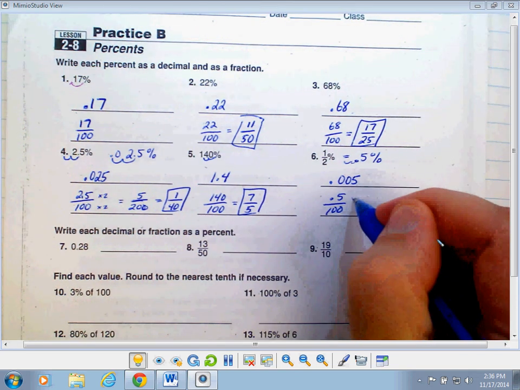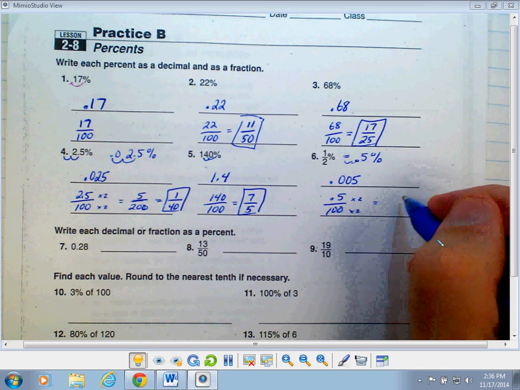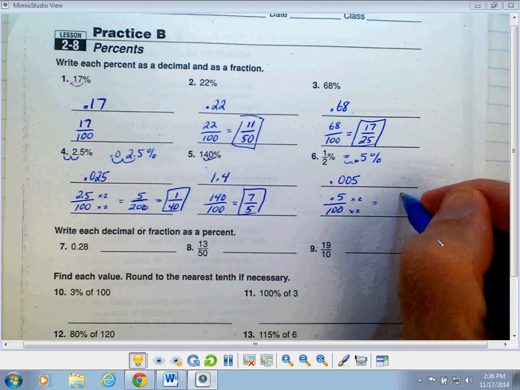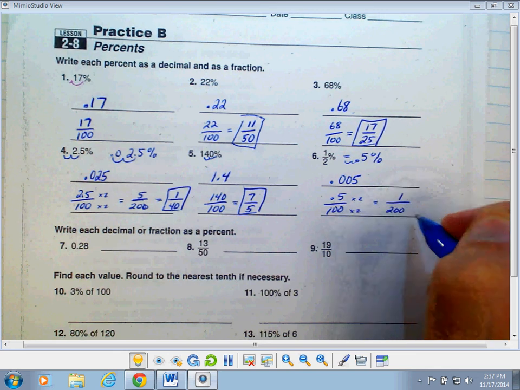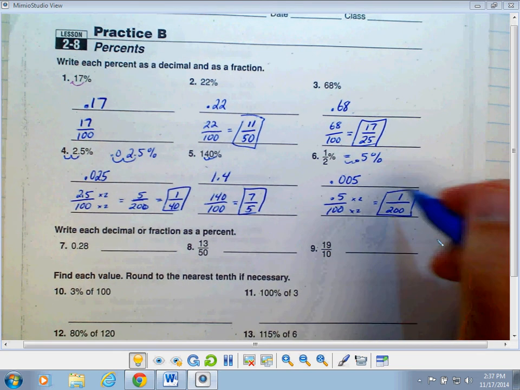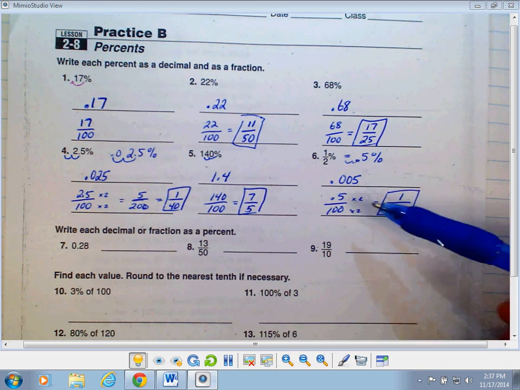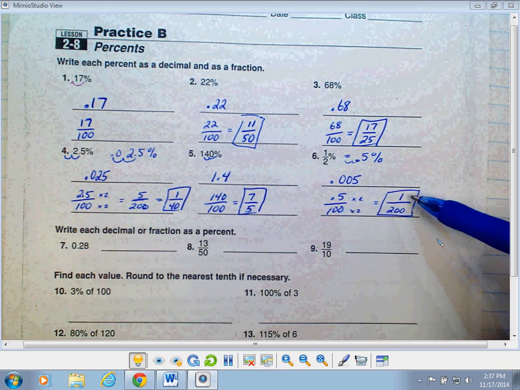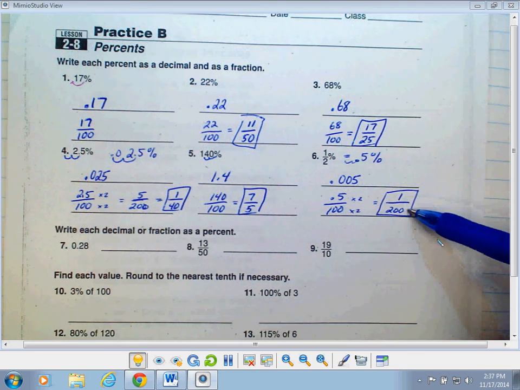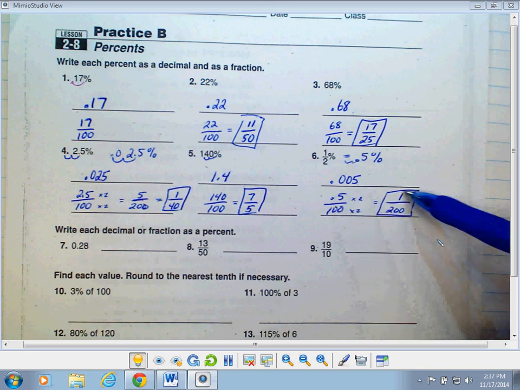I'm just going to multiply it by 2 on the top and bottom, and what's going to happen is 0.5 times 2 is 1, and the bottom 100 times 2 is 200. And our fraction is going to be 1 out of 200. The idea is maybe you can look at this and say, well, if I get 0.5 for every 100, then I have to get 1 for every 200. Right? In other words, I'll get 2 0.5s, or 1 for every 200.